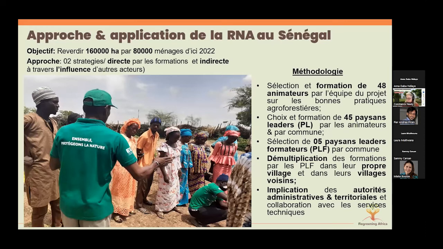The other approach is the influence strategy. And in this phase, we collaborate with other actors to lead them to the adoption of ANR. Next slide.